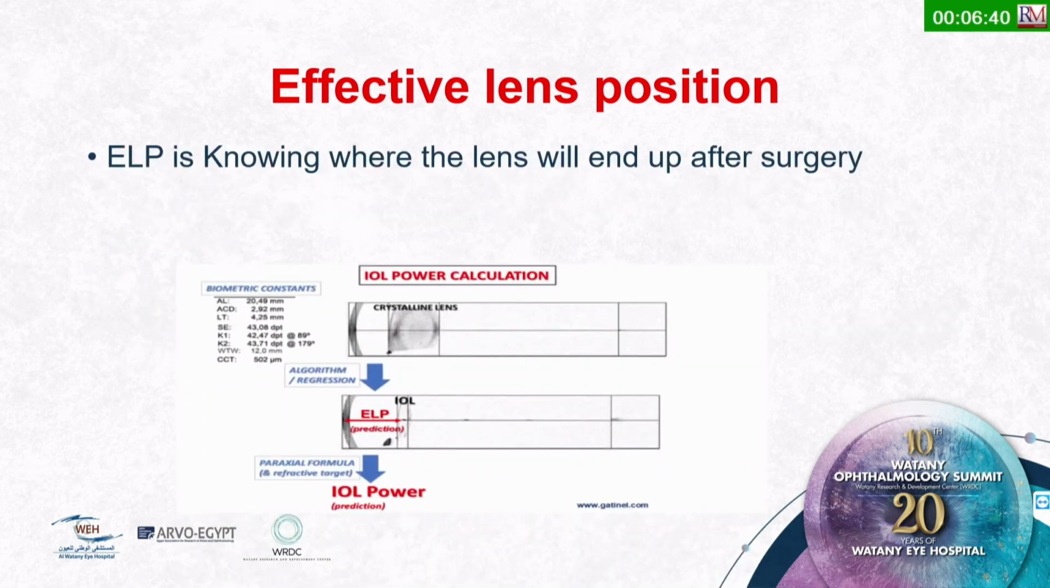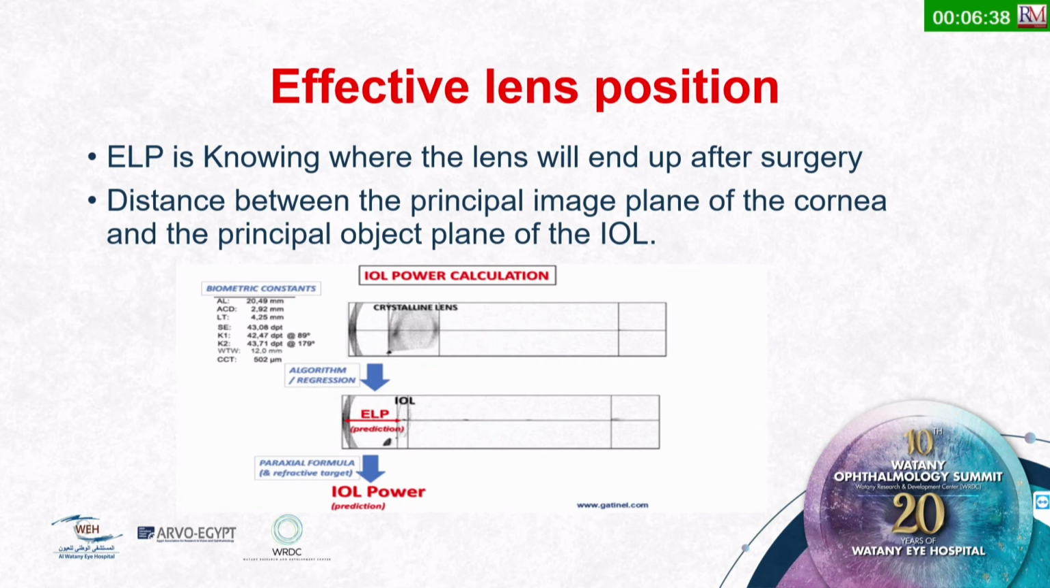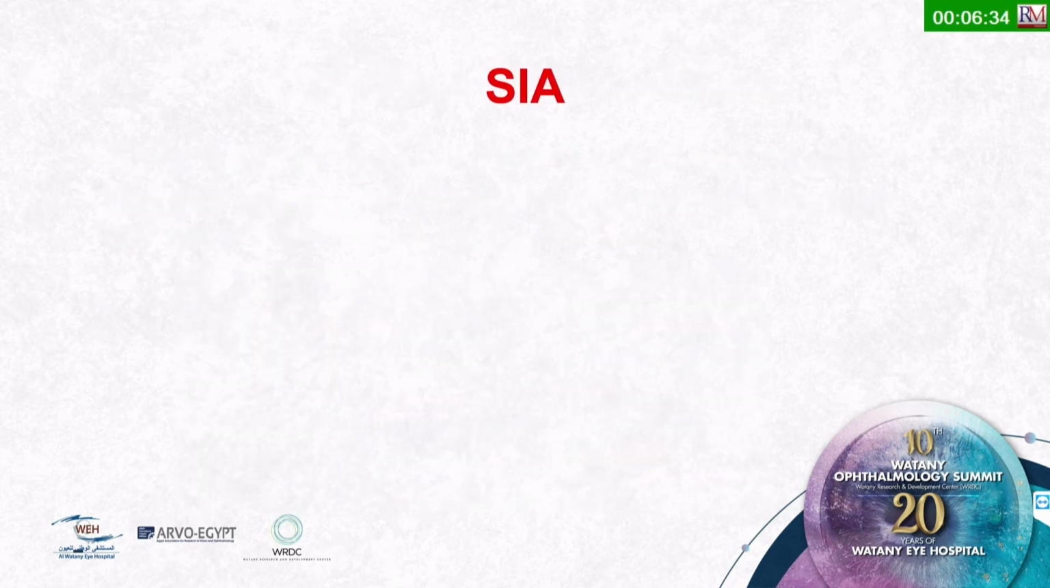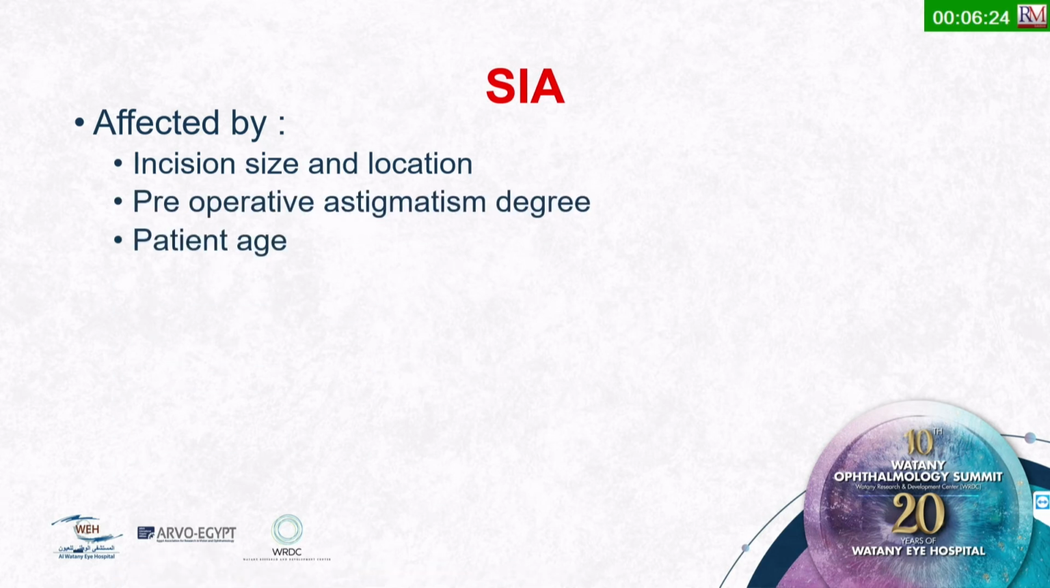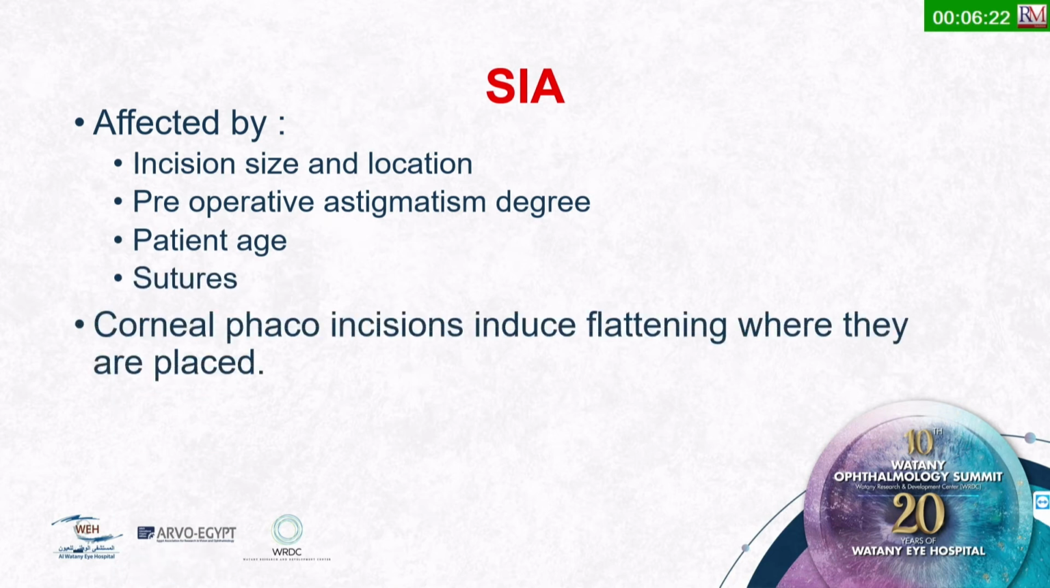So as she said, it is the distance between the principal image plane of the cornea and the principal image plane of the IOL. For surgically induced astigmatism, it is affected by the incision location and size, the preoperative astigmatism degree, the patient age, and the use of sutures.